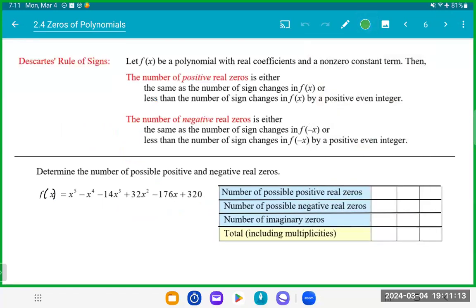All right, so in this next section, we're going to try and determine how many positive real zeros, how many negative real zeros, and then the difference will equate to how many imaginary zeros. To do this, we can count the number of sign changes within our polynomial for the positives. Then we'll substitute in negative x for our x and simplify, and then count the number of sign changes, and that's going to be our negatives.